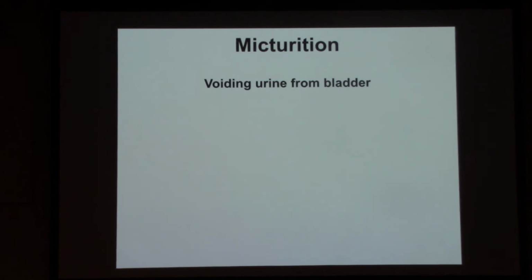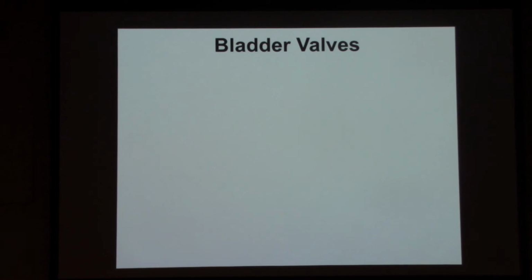All right, so what is micturition? This is voiding urine from the bladder. Emptying the bladder. So why doesn't urine just pour right on through the bladder on its own? Because it doesn't. That's because there are valves that control urine flow out of the bladder and through the urethra.